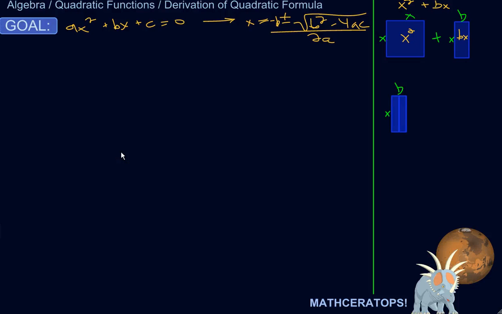Alright, so I want to show you how to derive the quadratic formula from the polynomial form of a quadratic equation. So ax squared plus bx plus c equals 0. Let's turn that into x equals negative b plus or minus square root of b squared minus 4ac over 2a. Right? How do you get from here to here? Well, good question. So the key to this is the idea of completing the square.